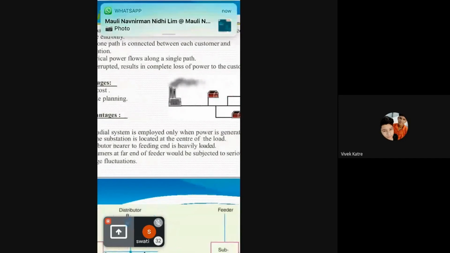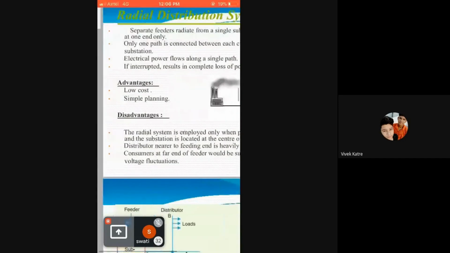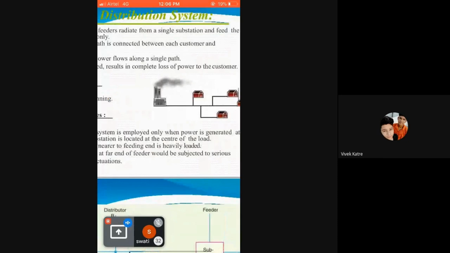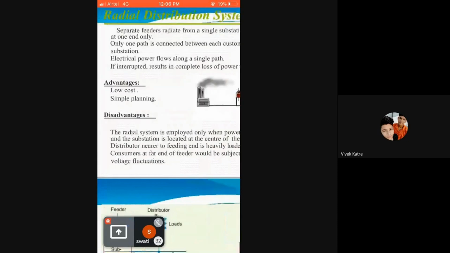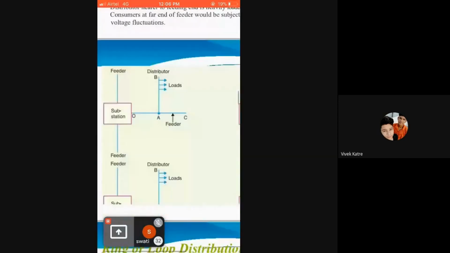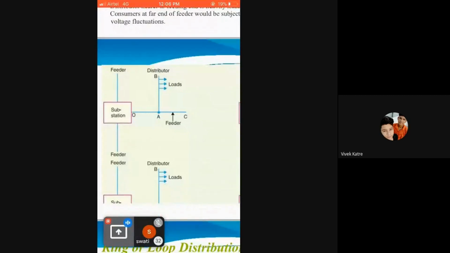Okay, so let's move further. Your classification is on the basis of scheme of connection. You can see here, the fifth type is scheme of connection. Under this scheme of connection, we are seeing three main types that we have to discuss here.